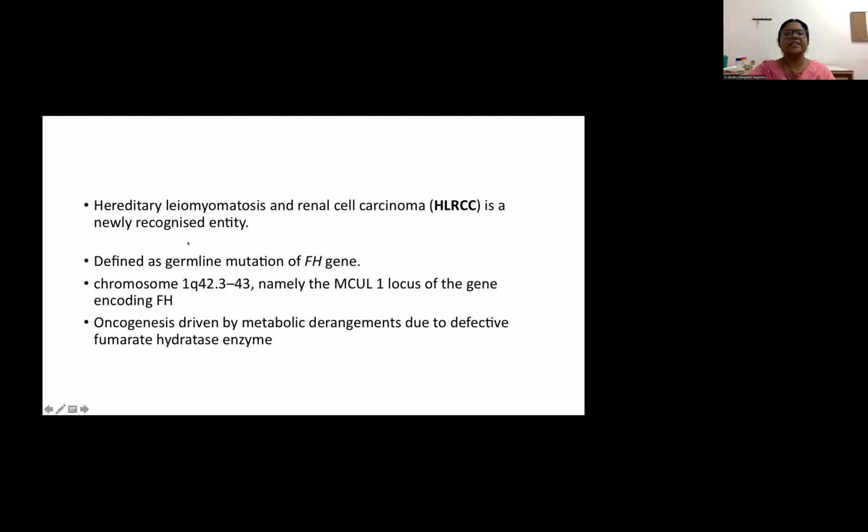And here, this is defined. This is a tumor which is defined by a germline mutation in the FH gene. And this particular gene is situated in the long arm of chromosome number 1.